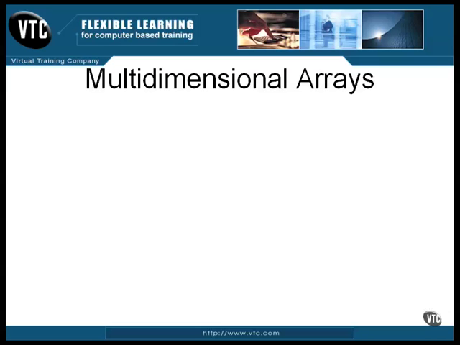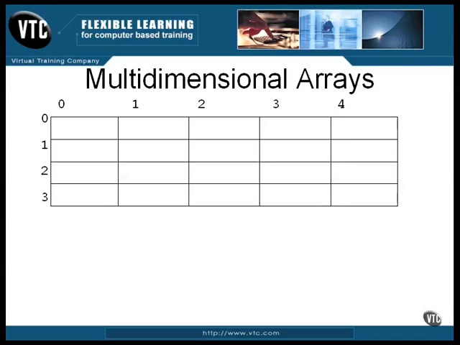A multidimensional array is simply an array where each member is also an array. For example, this is a diagram of a two-dimensional array. It's 5 elements wide by 4 elements high. Now in C, an array of integers of this size could be declared this way.